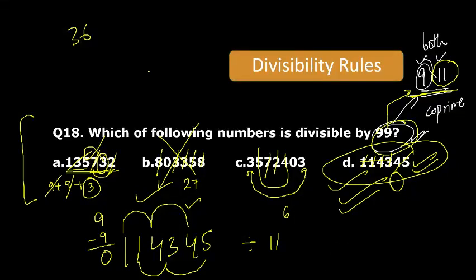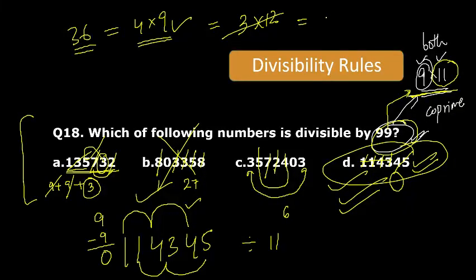What will be the rule of 36? You can break it as 4 and 9, right? Try to use numbers which are co-prime. Don't try 3 into 12, where 3 is common, or 2 into 18. This will not work because there is some common part between them.